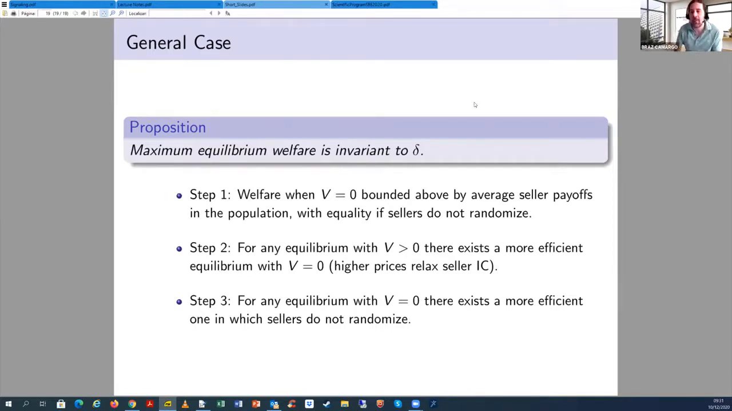But then you go to our main claim, that the set of equilibrium payoff vectors for these sellers is invariant to the discount factor. Consequently, the maximum equilibrium welfare is going to be invariant to the discount factor. And with this, there is no conclusion, because the conclusion is the result that is in the slide. I finish.